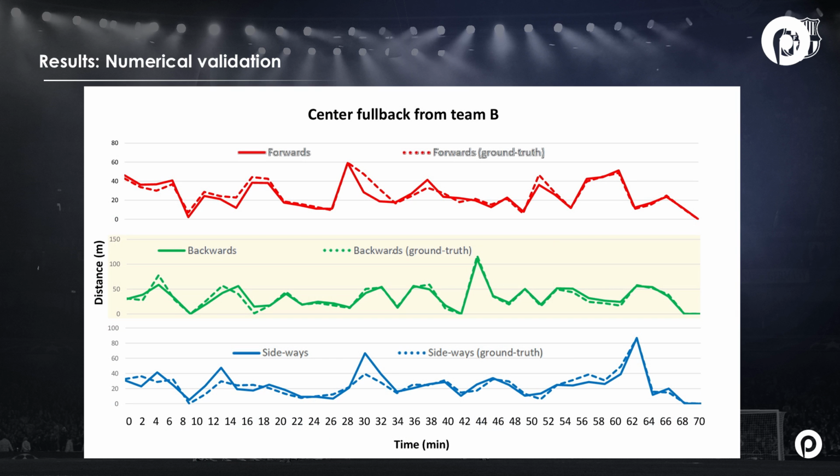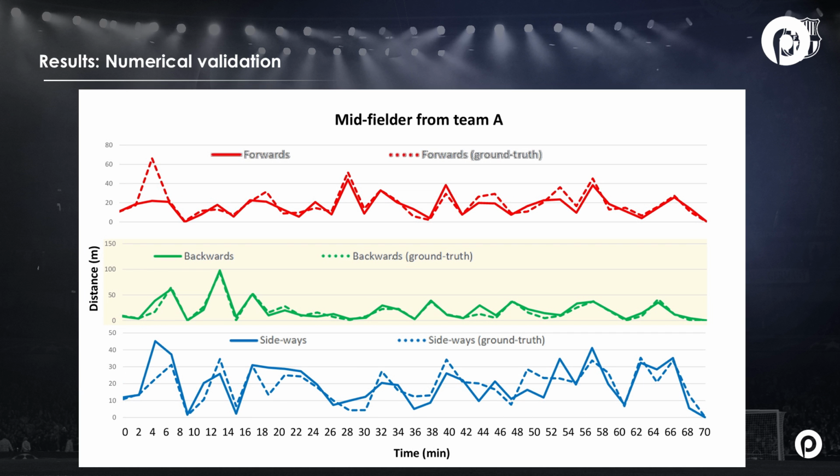Here you have some plots, very fast. The dotted one is the one from WIMU, and this one is the one from our orientation. What do these plots mean? It means how many meters they run going forwards. As we have the orientation and speed, we know if the player goes forward, sideways, or backwards. So we did these three plots. As you can see, they are pretty much the same. This one is from the center fullback. We also did it for all players. For example, this is the midfielder from Team A.